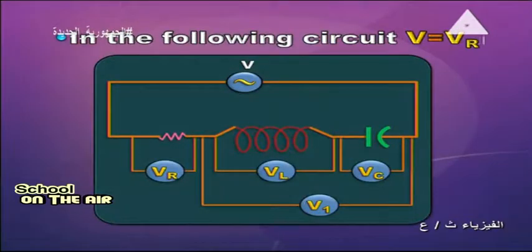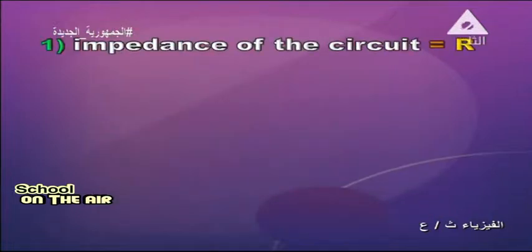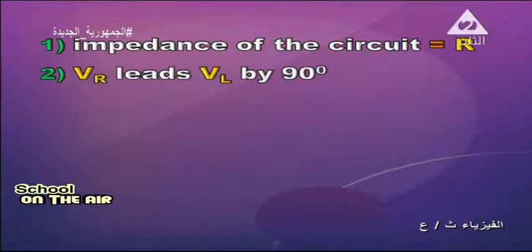In the following circuit, V equals VR. V total, V source equals VR. And this indicates that we are in resonance state. Impedance of the circuit equals R. Quite true. VR is replaced by I, and I leads VL by 90. What is your opinion?